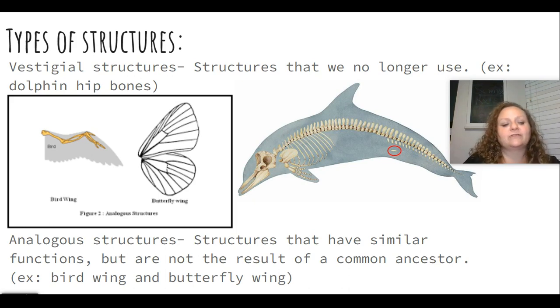So analogous structures have similar functions or similar purposes. The bird bones actually have that similar structure, the one bone, two bones, little bones and digits, whereas a butterfly wing is going to be very different. Actually, it doesn't have bones at all because it's from an invertebrate, but it's going to be an extension of the exoskeleton. So they don't have much in common except that they're both used for flight.